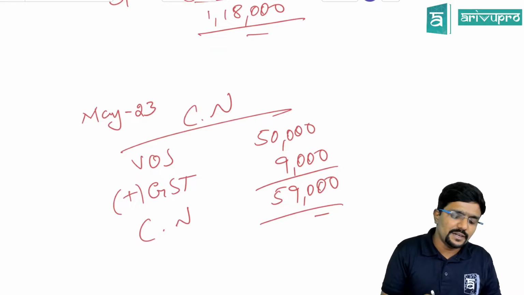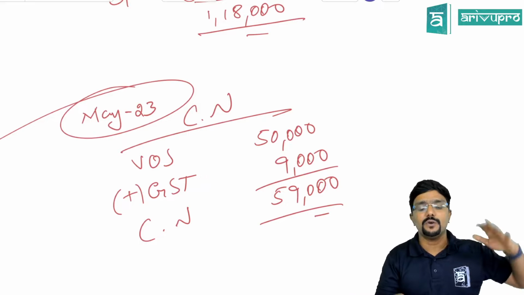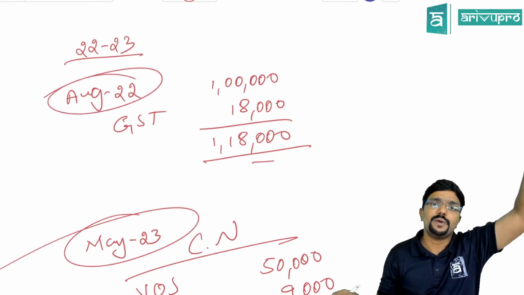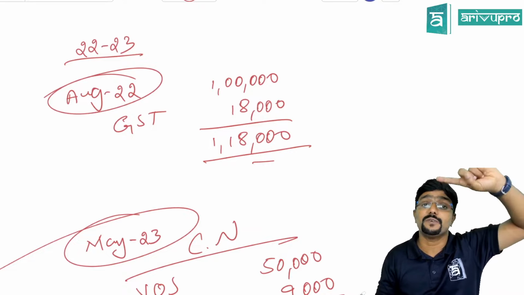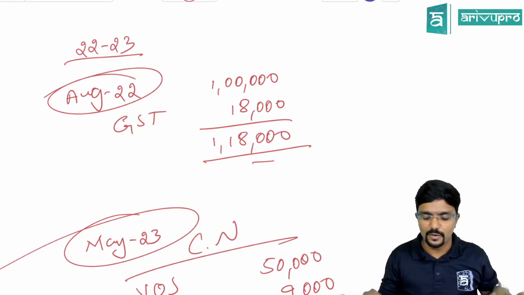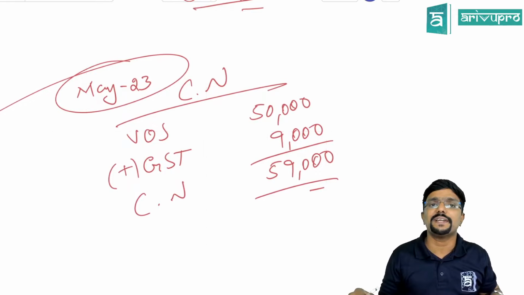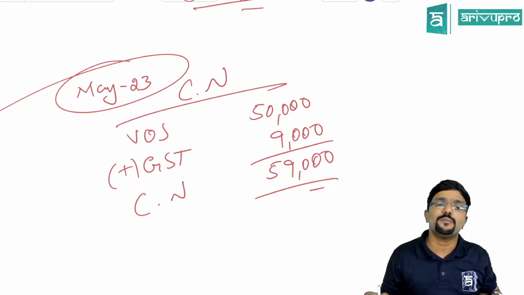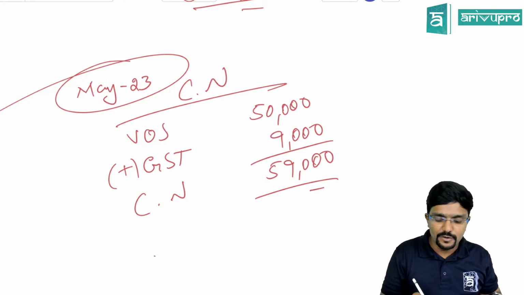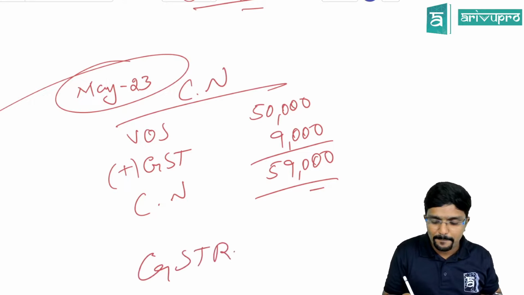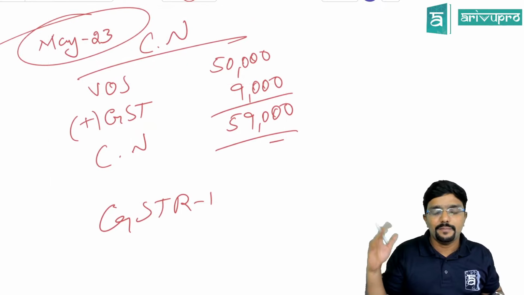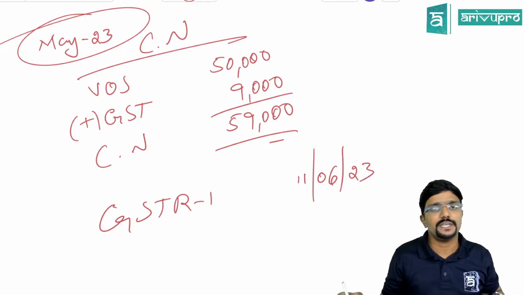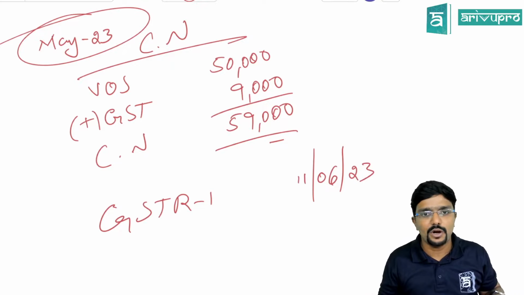And when am I issuing it? In May 23. I am issuing a credit note to my recipient for whom I have supplied in August 22. Can I do it? Yes, but you have to link it to the respective invoice. Now, when am I issuing the credit note to my recipient? In May. So, when should I give the information about my credit note? For May, you will file GSTR 1 within June 11th, 23. You have to give it in that.